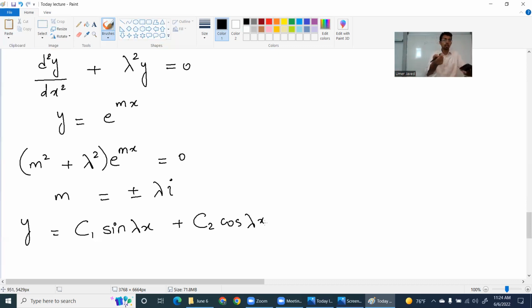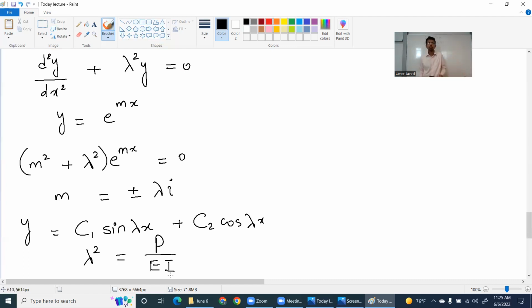By the way, this derivation is not coming in exam, but is it clear? I am solving the second order differential equation. Okay, no worries. Now, what was lambda? Lambda square is P over EI. Can anyone tell me what is I?